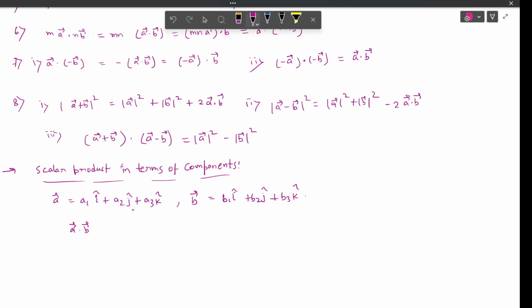Similar product is 1 in case of dot product, right? Because angle is 0. So i dot i would be 1, j dot j would be 1, and k dot k would be 1. And dissimilar product is 0. i dot j would be 0 because i is along x axis and j is along y axis. So angle is 90 degrees, so cos 90 would be 0. So dissimilar product is 0. So we have to see only similar product. That means a1 into b1, a2 into b2, and a3 into b3. That's all we get: a1 b1 plus a2 b2 plus a3 b3. Okay.